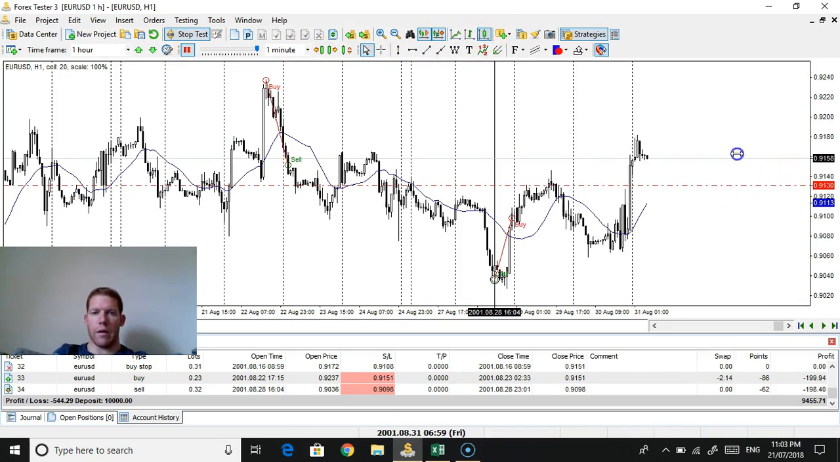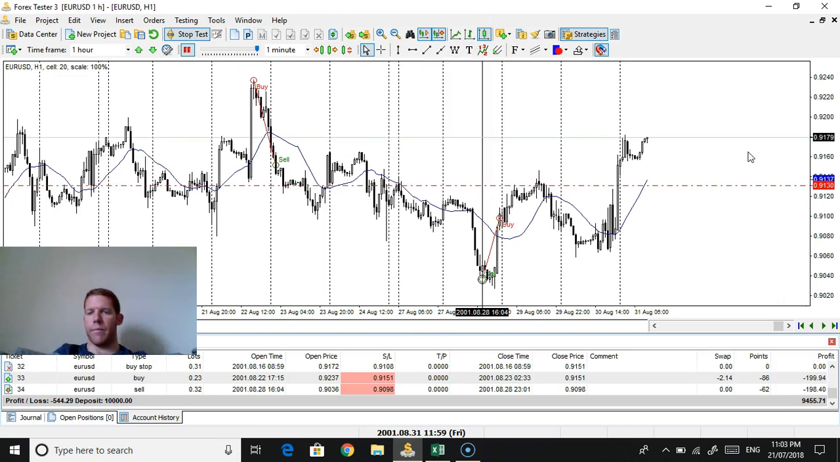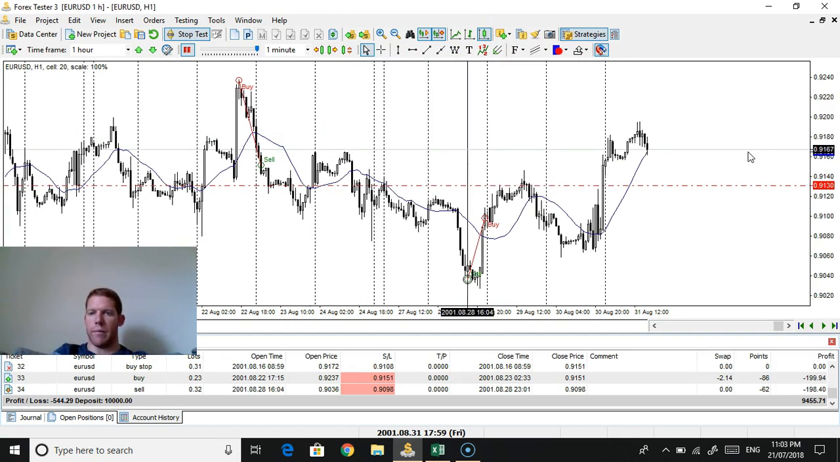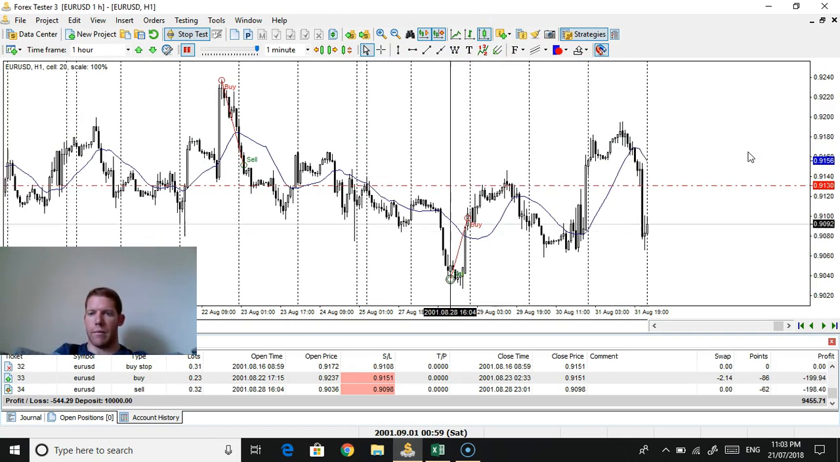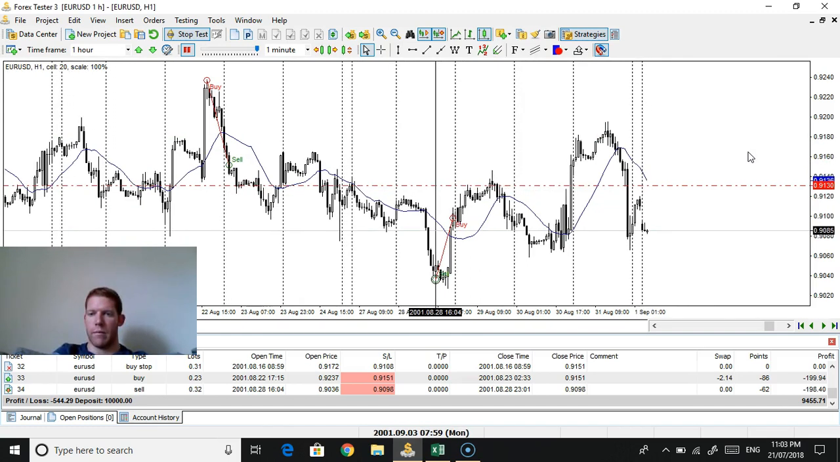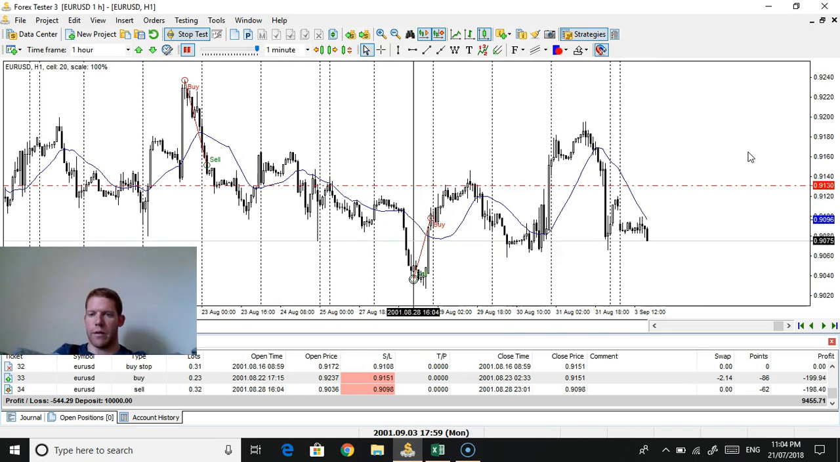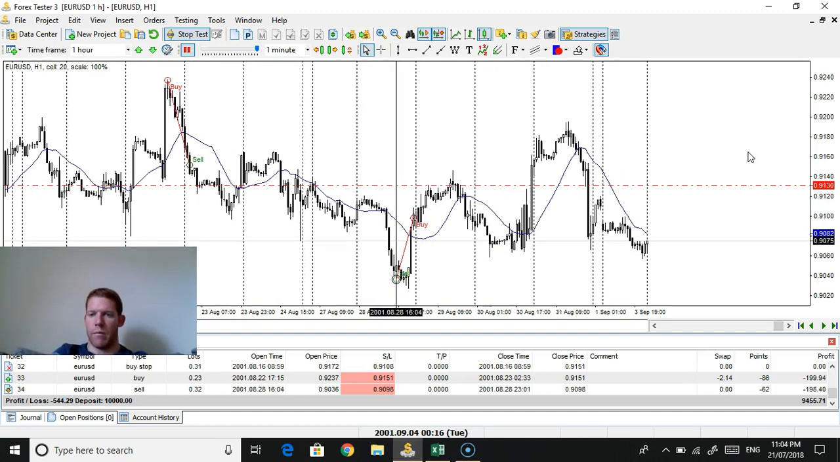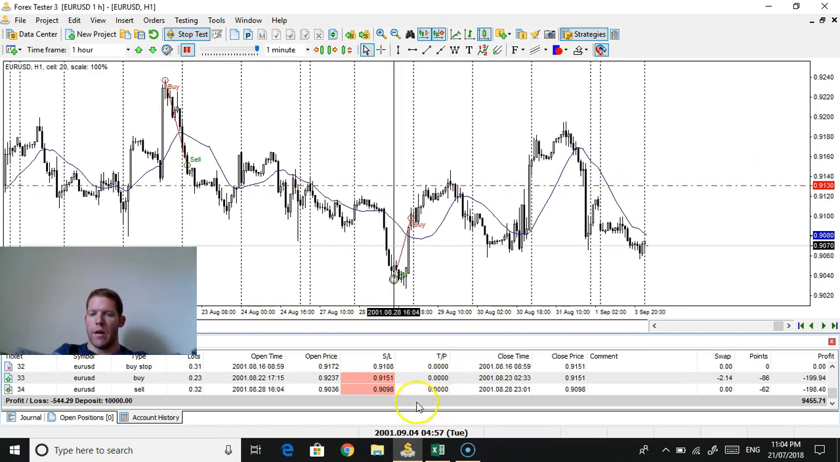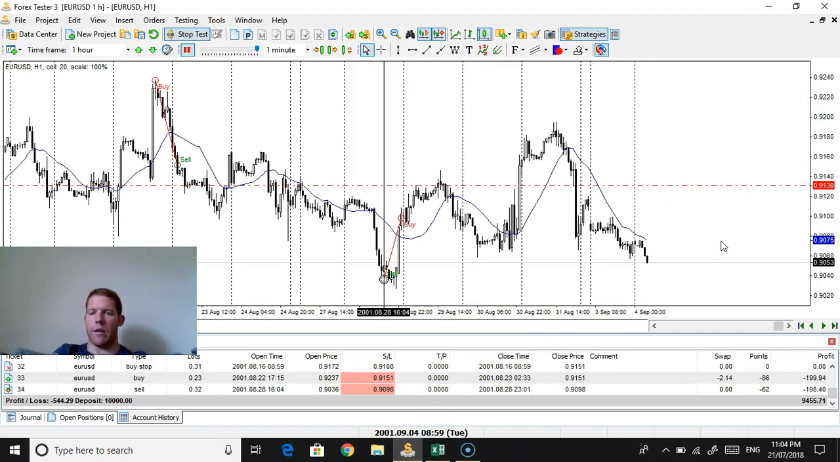Okay. Let's see what it wants to do now. I'd probably like to see that close that gap. Oh, it hasn't done that. So you can even see the day of the week and the time. It's all quite important to take note of, especially with trade entries.